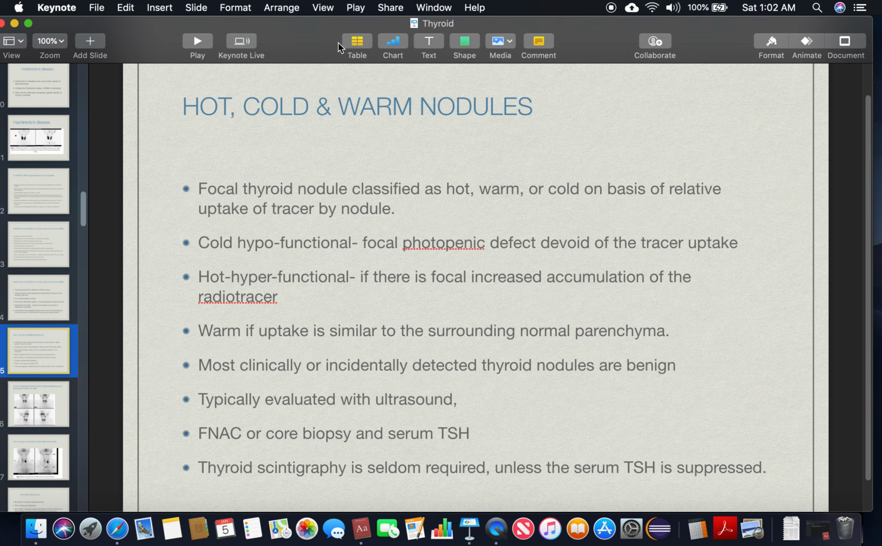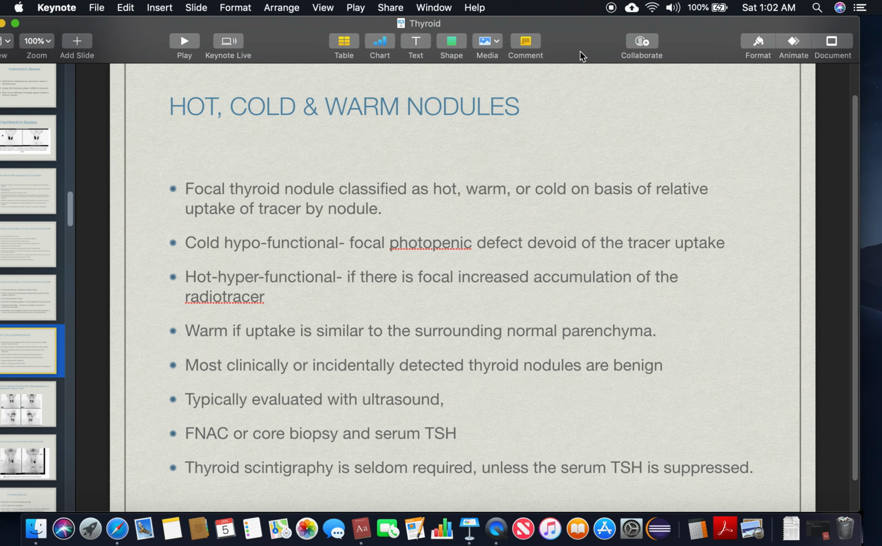Now, a brief word about what is a hot, cold, and a warm nodule. Anything which is low in uptake compared to the rest of the gland, meaning photopenic, is cold, one which has higher uptake than the rest of the gland is hot, and one which is equal to the rest of the gland is warm. Typically, if you have a cold nodule, then you have to worry about it.